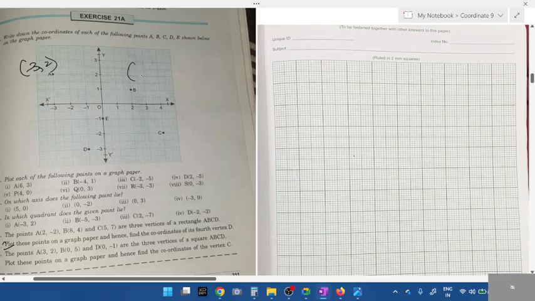Next, B. 1. C. Very good. 4 comma minus. Next, minus 1 comma minus 3. Which one? Oh, yes, it's on the y-axis, right? So 0 comma minus 1. What else? That's it. If it was here at the origin, it would have been 0 comma 0.